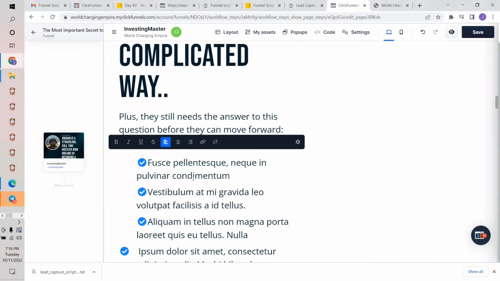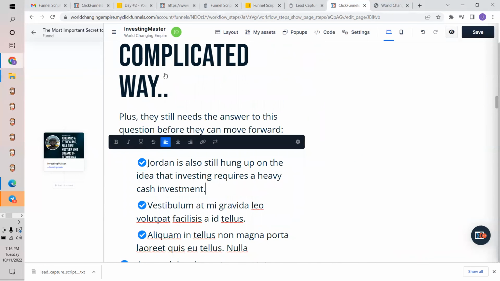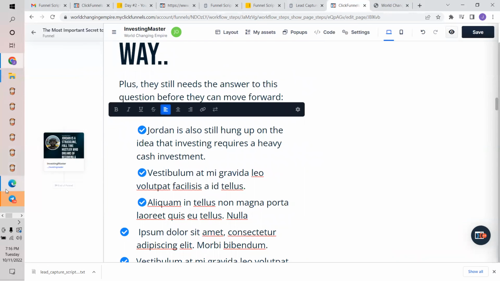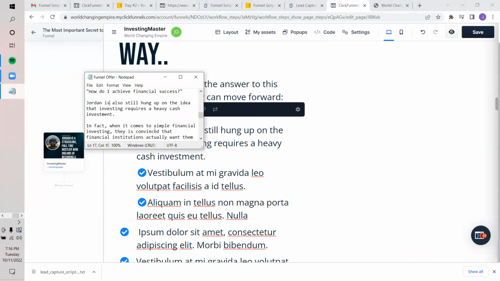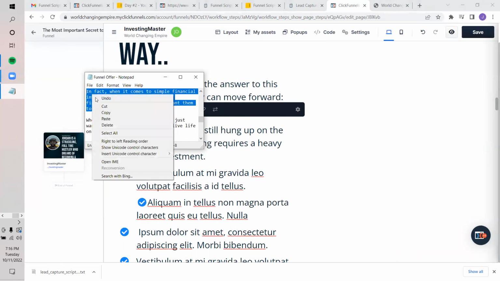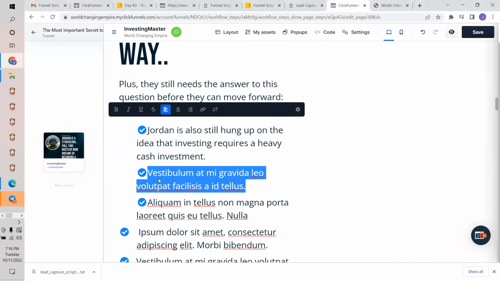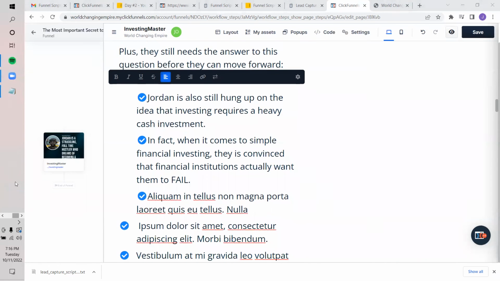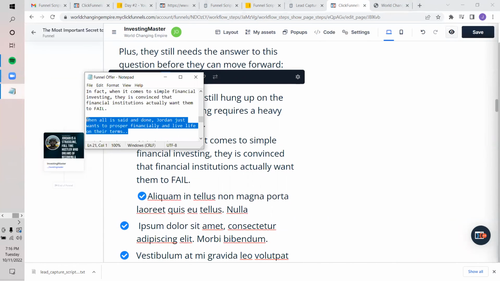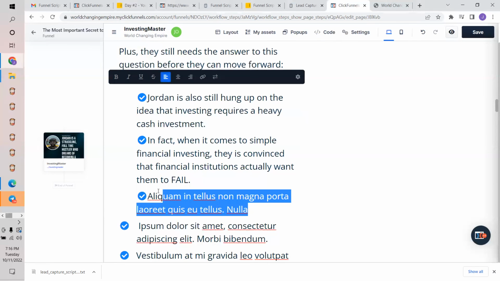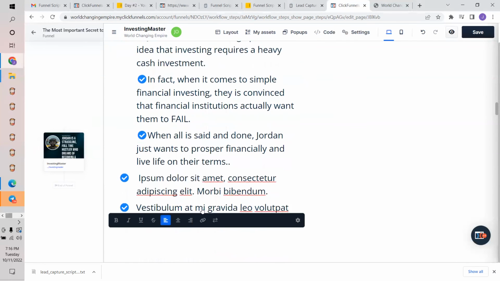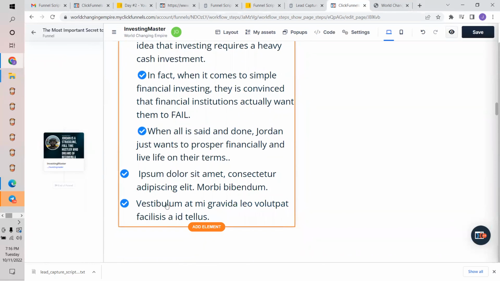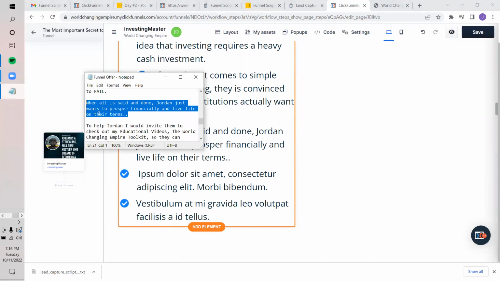Jordan is also still hung up on the idea that investing requires a heavy cash investment. In fact, when it comes to simple financial investing, they are convinced that financial institutions actually want them to fail. And when all is said and done, Jordan just wants to prosper financially and live life on their own terms.